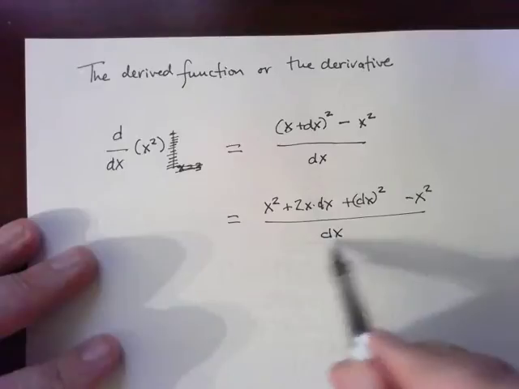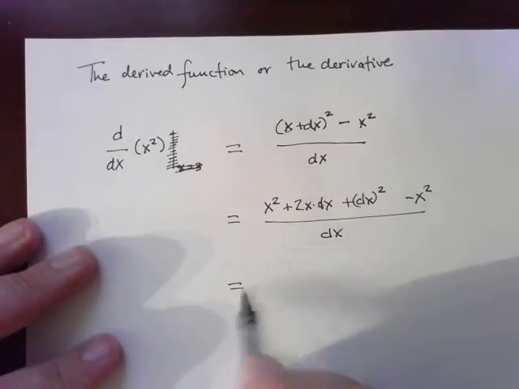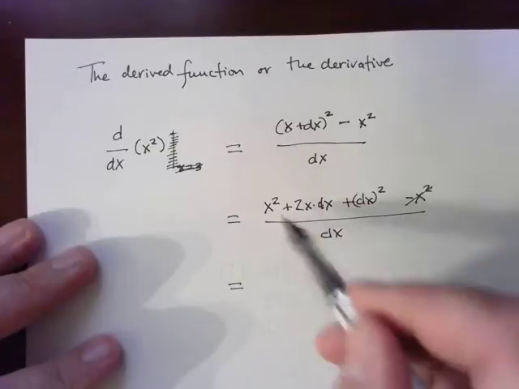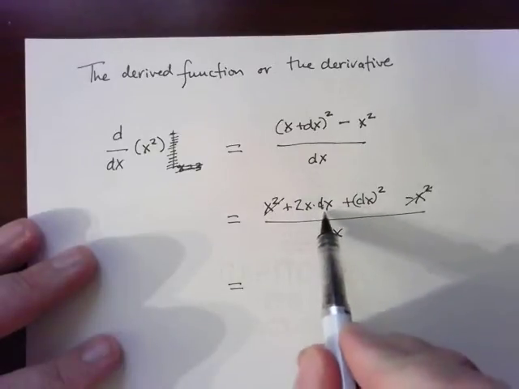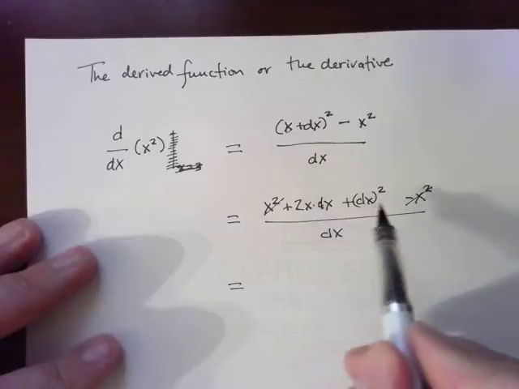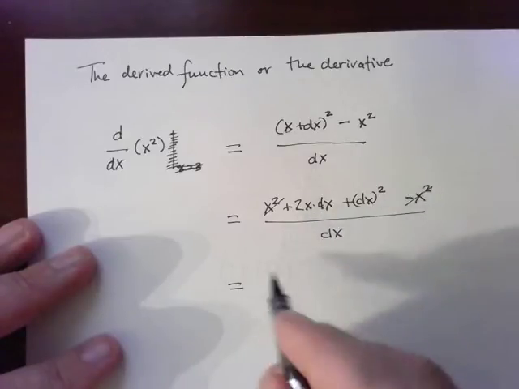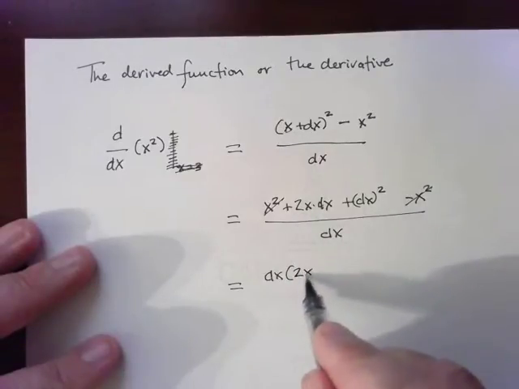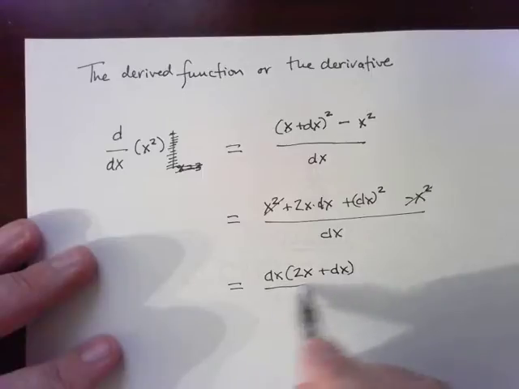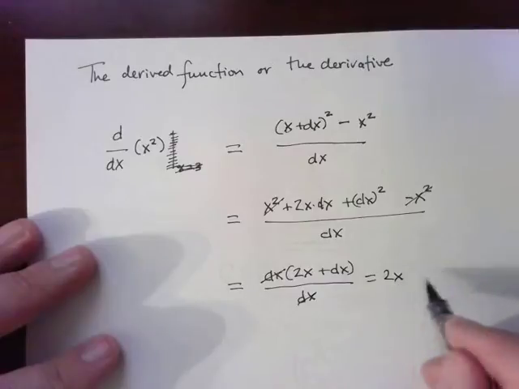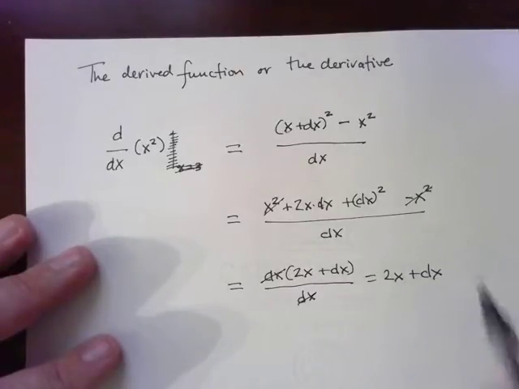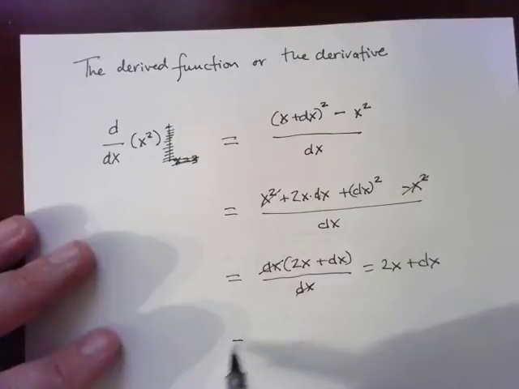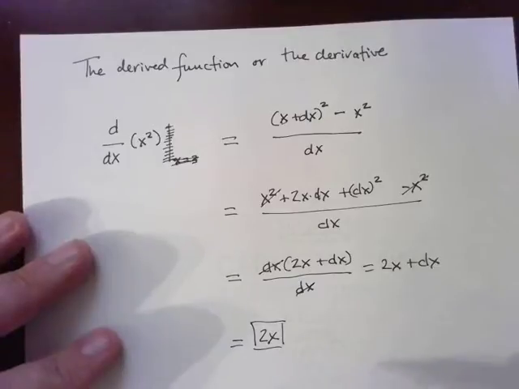Remember, we need to be able to divide this dx away. I see x squared minus x squared, so those subtract away. And then I have dx on this remaining term and dx on this remaining term, so I'm going to factor that out. When I factor it out of the two remaining terms in the numerator, I get 2x plus dx. We still have dx in the denominator. Now these divide away, so I have 2x plus dx. And remember, the derivative is real, and so I drop the dx at the end, and I get 2x.